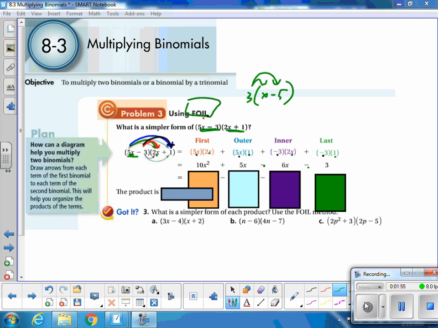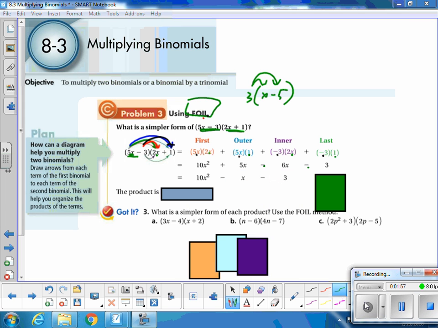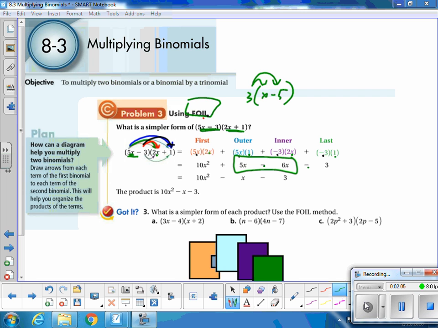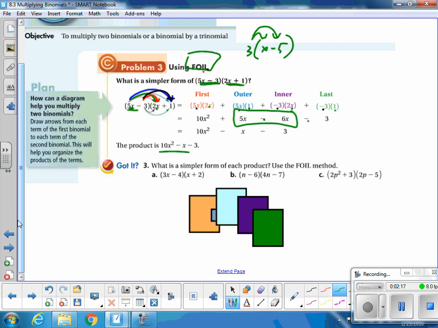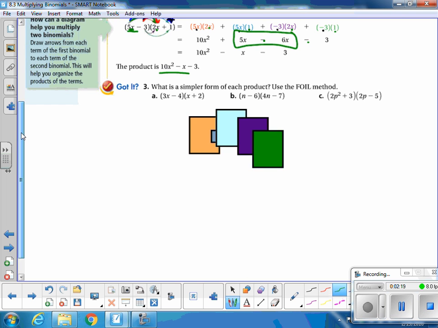And then my last part is to rearrange the order and combine like terms. So my product is 10x squared, and I take both of my x terms and combine them and end up with negative x left over, minus 3. And here is my product. All right, why don't you press pause, and I'm going to have you try these ones right here.